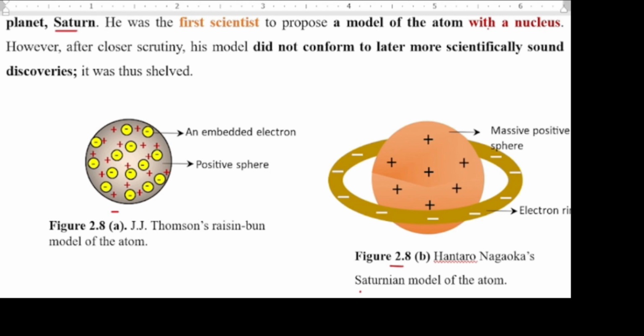So here is the model of Nagaoka. It's called the Saturnian model. Here you have the massive positive sphere that he speaks about, and he says around that are the electrons that are arranged in this ring-like structure that has a similarity to the planet Saturn.